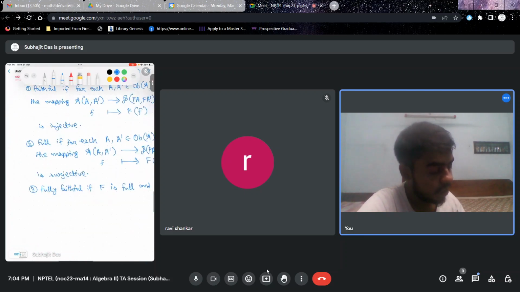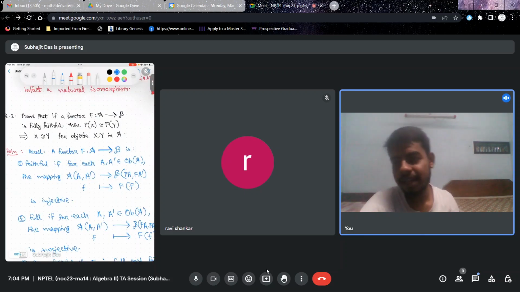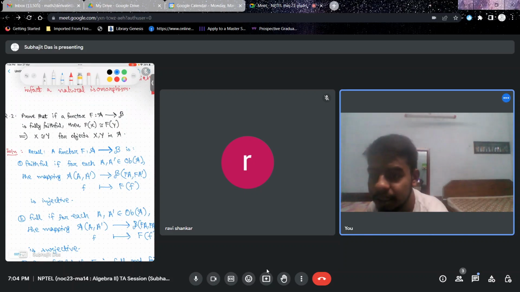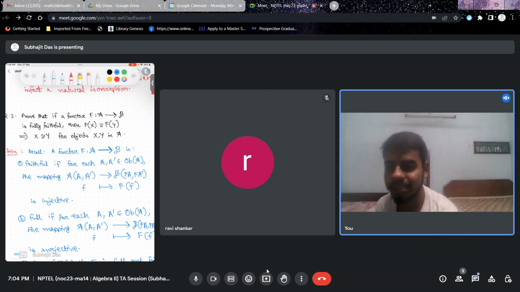Okay, now let's look at this exercise. So it says that for a functor f from a into b, which is fully faithful, if for objects x, y in the first category, fx is isomorphic to fy, the objects fx and fy in the category b are isomorphic, would imply that the objects x and y in the category a are also isomorphic.